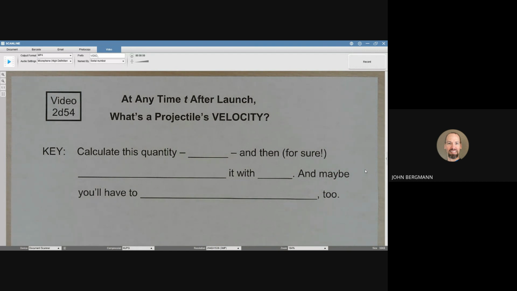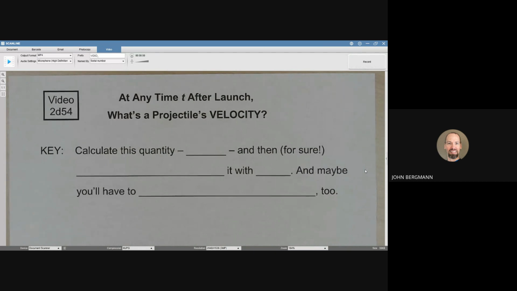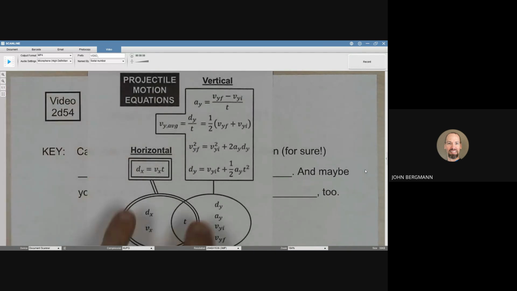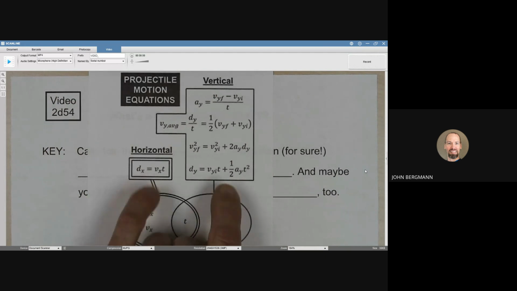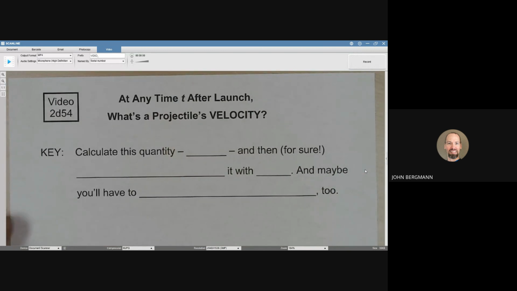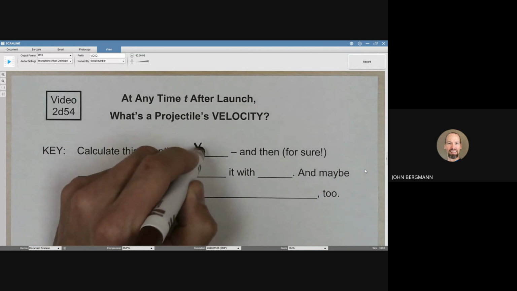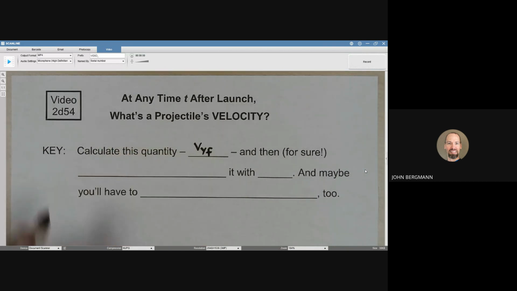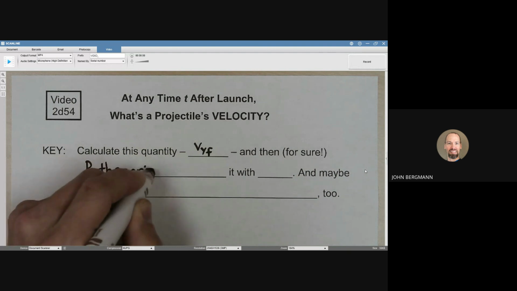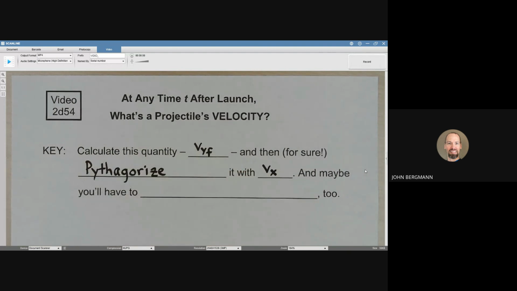something different. The previous video was about where is something, and whenever we were finding where is something, just to review ever so briefly, we used that dx equation and we used this dy equation. We're not going to do that here because what we're finding is, what is a projectile's velocity? The way you do this is you calculate Vy final. And then for sure, you Pythagorize it with Vx. Pythagorize is a verb that I made up, but it's a very good one.